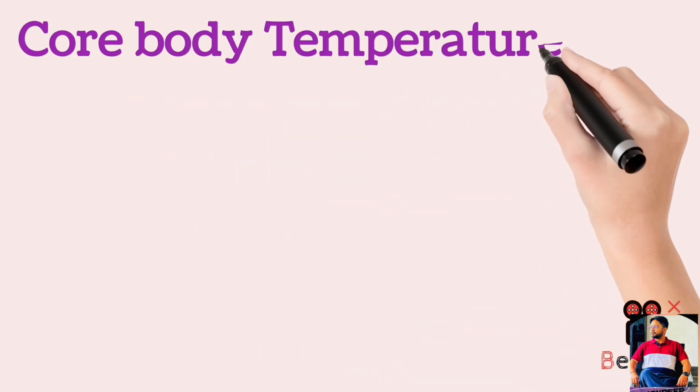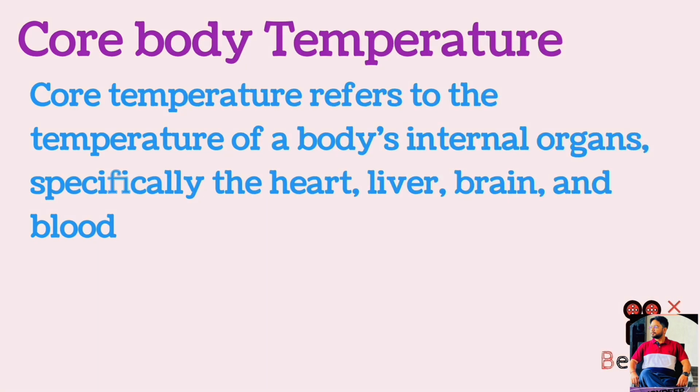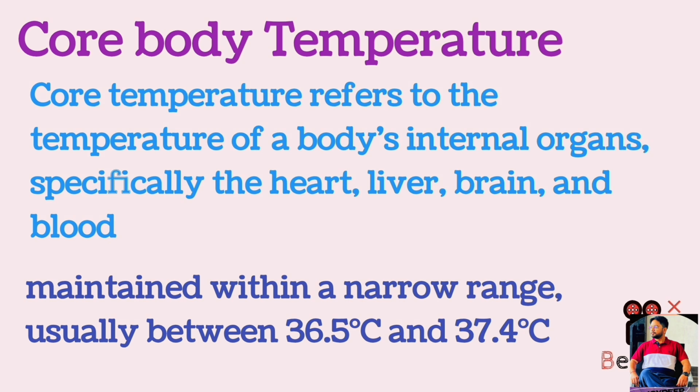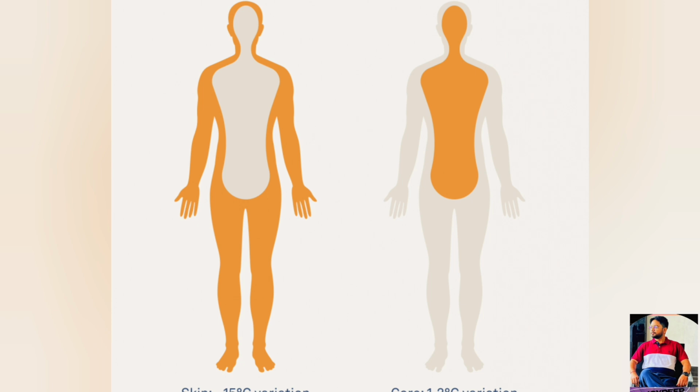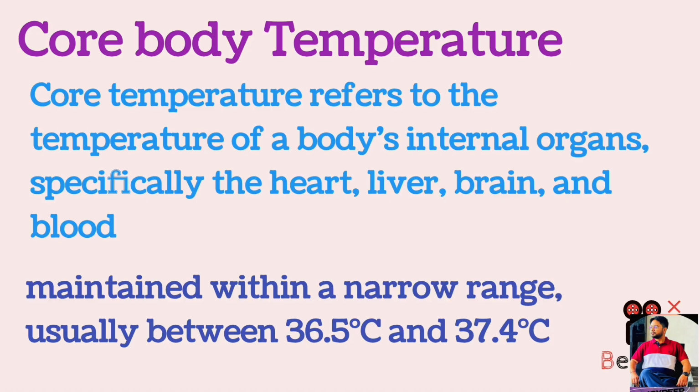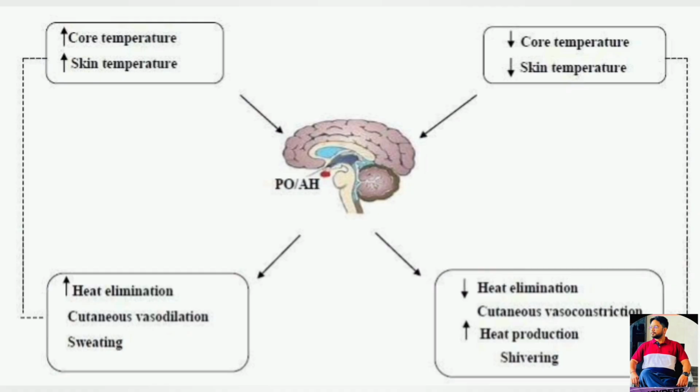Core body temperature represents the temperature of the body's internal organs, such as heart, brain, liver, and other vital organs, including blood. The normal core body temperature is about 37 degrees centigrade or 98.6 degrees Fahrenheit, and this temperature is usually 2 to 4 degrees centigrade warmer than the skin temperature. The core body temperature is usually maintained within a narrow range, 36.5 to 37.5 degrees centigrade. If the core body temperature is outside of this interthreshold range, the hypothalamus initiates homeostatic and behavioral mechanisms to return the body to normothermia.